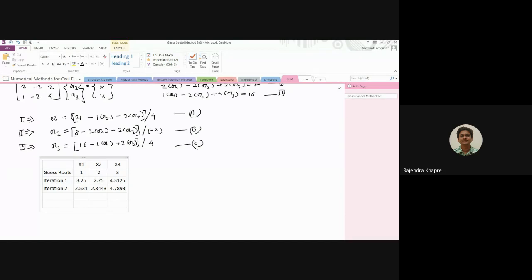Okay, so you see, after the first iteration we got these values. If you compare the values of the second iteration with the first iteration, you will find nothing is matching. Because if you compare the value of x1, it is 3.25, and in the second iteration it is 2.5. So there is a great difference between the values we obtained in the first and second iterations. So now we have to keep on increasing the iterations. So this will be iteration 3.